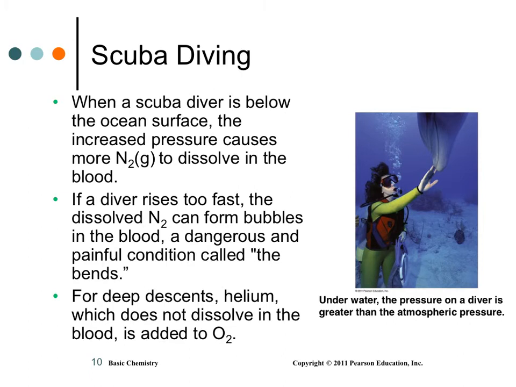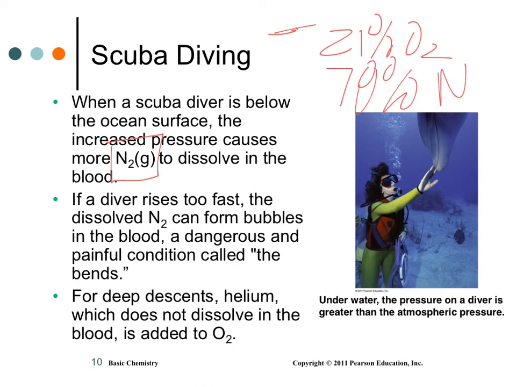When a scuba diver is below the ocean surface, the increased pressure causes more nitrogen to dissolve. Remember, we were at about 21% oxygen. I'm just giving it a roundabout number. 78% nitrogen gas in our body. Let me write that a little bit neater. 78% of nitrogen is gaseous in our body at all times.